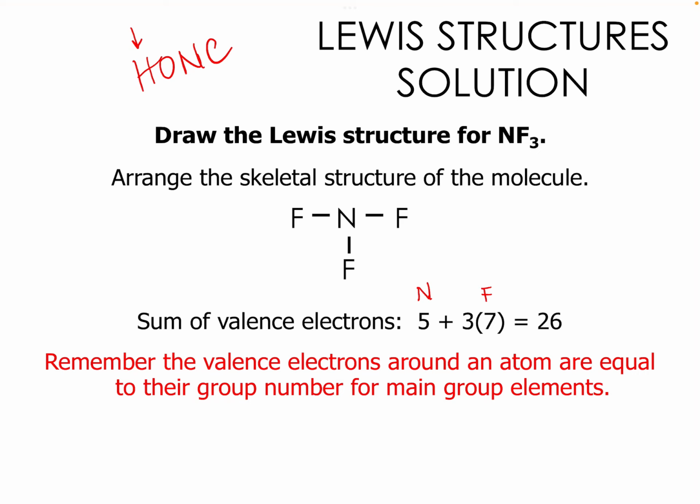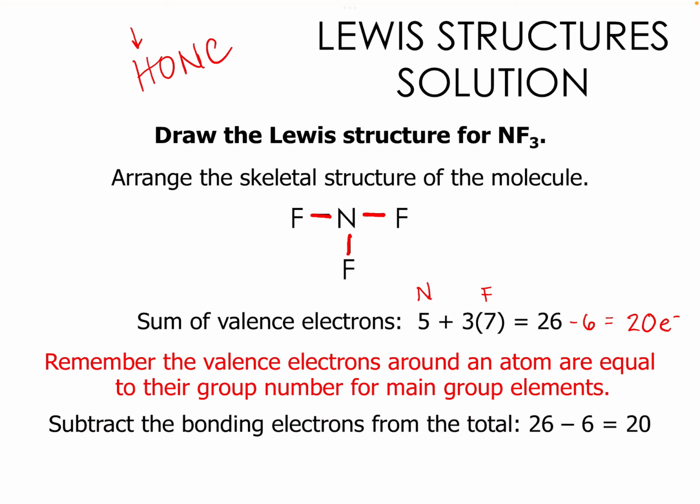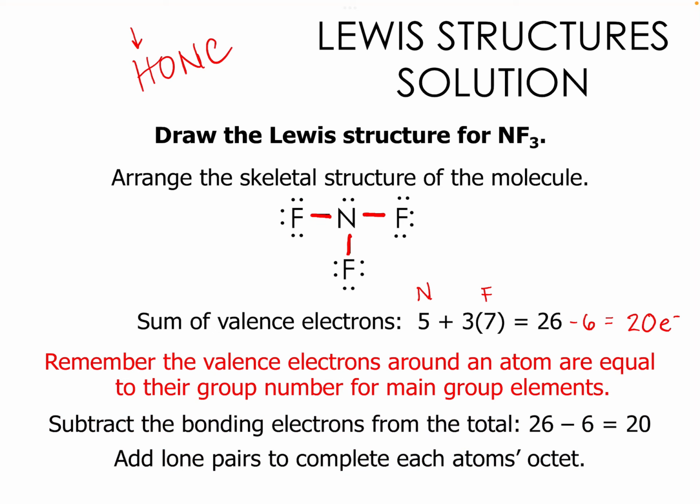When we connect each one of these fluorines to our central atom, that's going to use up 2, 4, 6. So that's going to give us 20 electrons left. Then we're going to finish off our structure by adding in our lone pairs. You'll notice in this structure, I have added 20 electrons, and I didn't need to create any double bonds or triple bonds or anything like that. I was just able to give each atom enough electrons to complete the octet. So that's it.